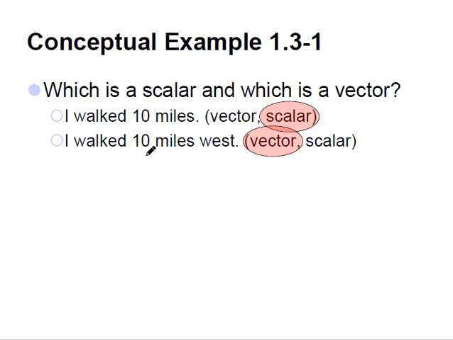Now, I walked 10 miles west. This is going to the west, and that's your direction, the word for direction. So you have a direction and you have a magnitude here. You walked 10 miles to the west, so therefore this is a vector. I walked 10 miles is a scalar. Make sure that you understand 10 miles is only magnitude, and the west is the direction.